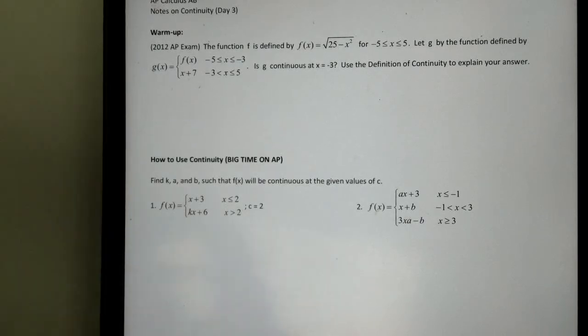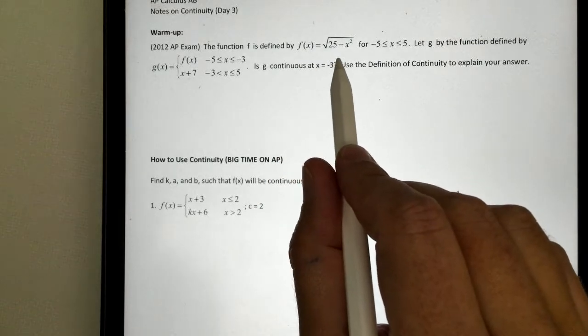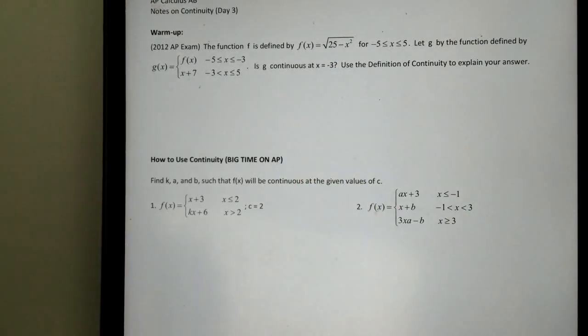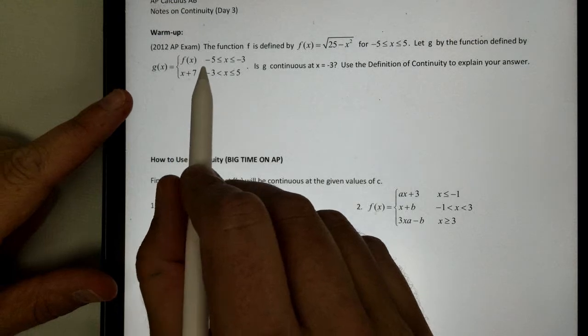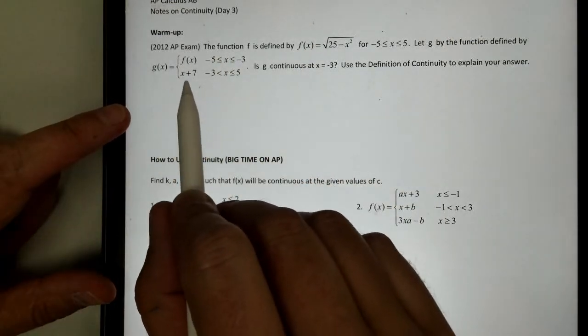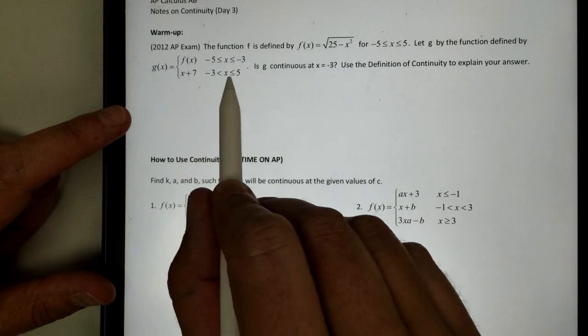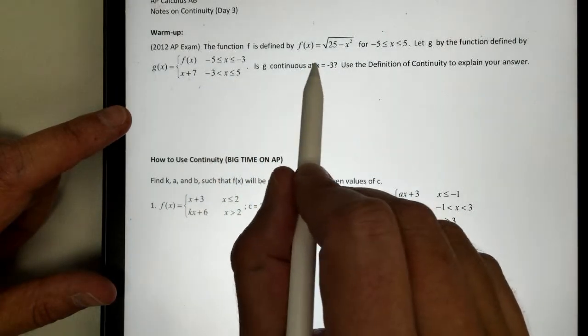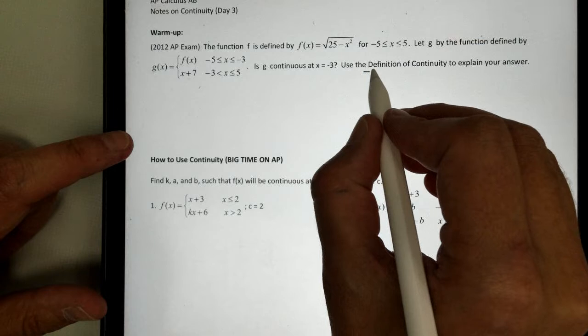This is actually an application of continuity. And we're given the function f of x, the square root of 25 minus x squared. And we want to know if g of x, which is defined by f of x from negative 5 to negative 3, and x plus 7 from negative 3 to 5, is continuous at x equals negative 3. And they're telling us to use the definition.